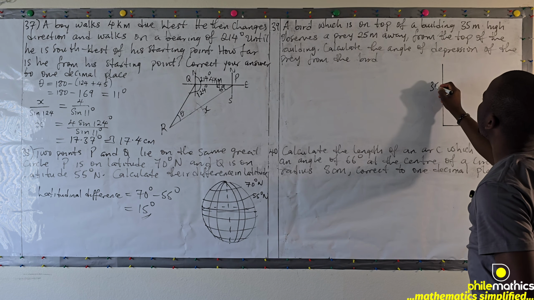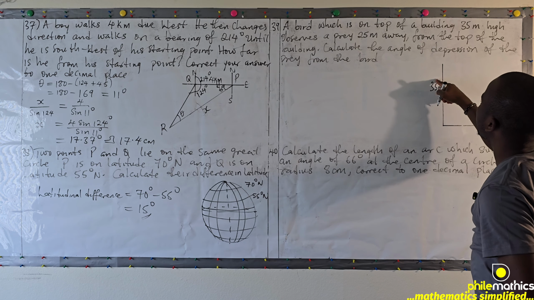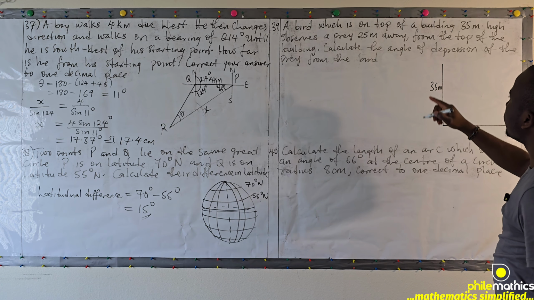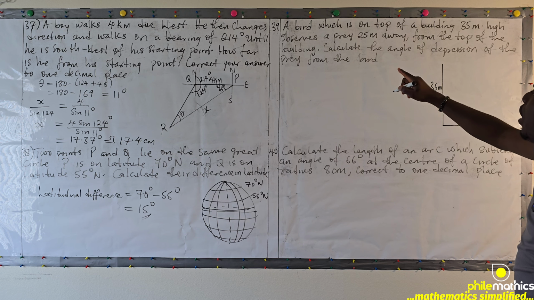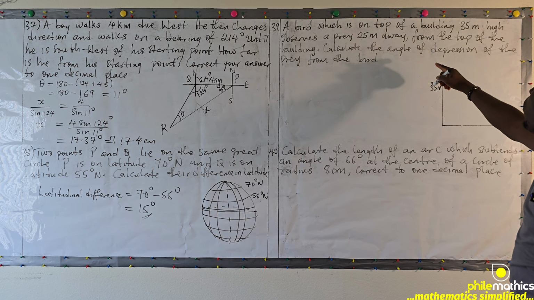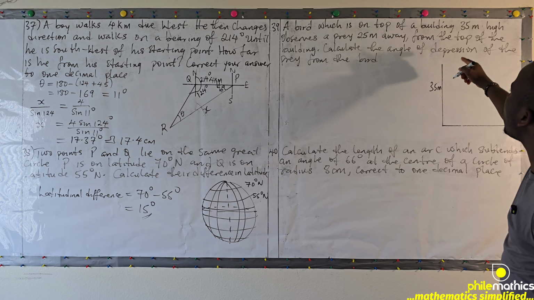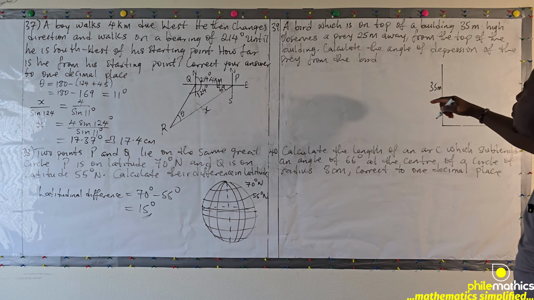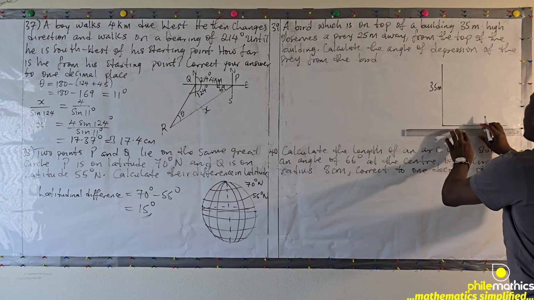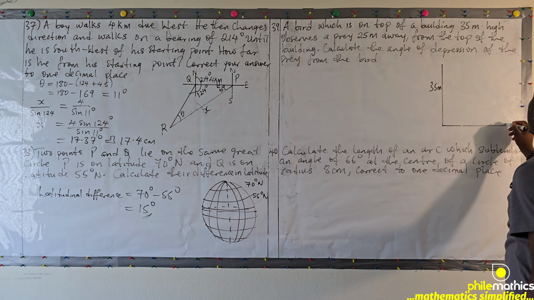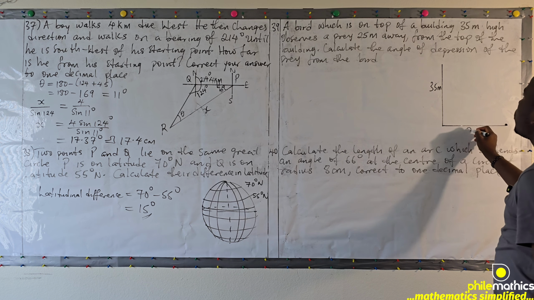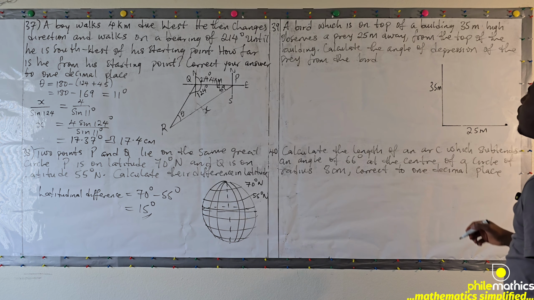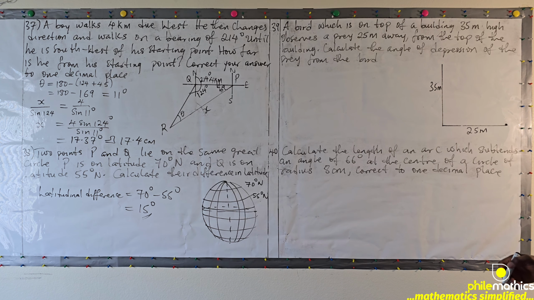This is 35-meter high. Observe a prey 25-meter away from the top of the building. So if this is where the prey is, it is 25-meter away from the top of the building. Calculate the angle of depression of the prey from the bird.